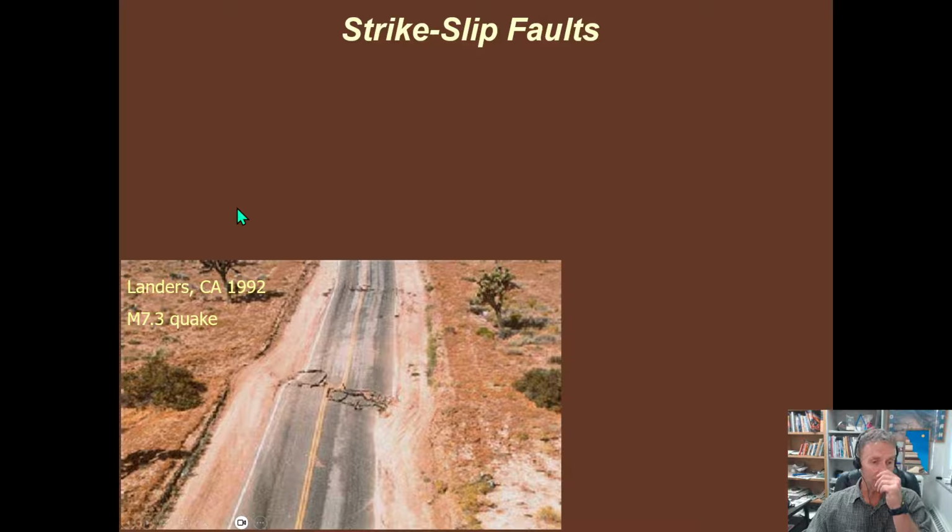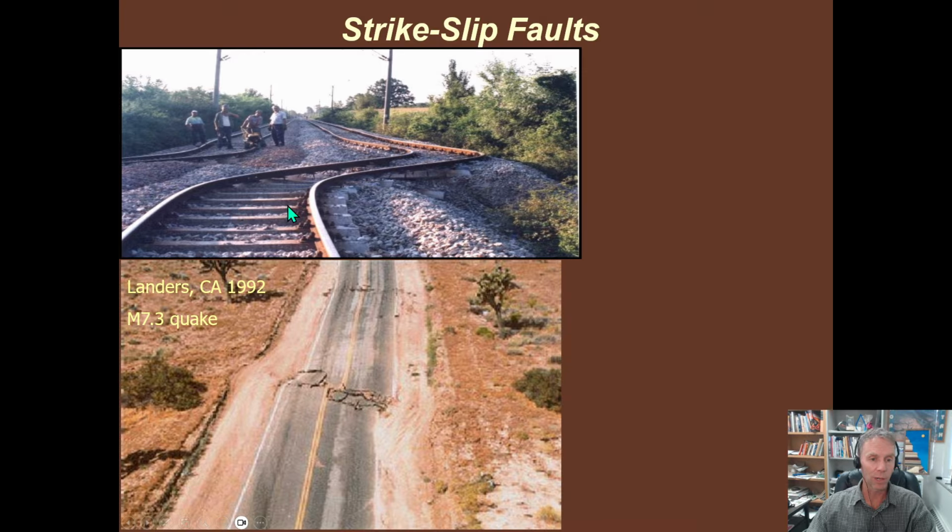Sometimes we see these types of faults, when they have earthquakes, do crazy things like bend train tracks. So you can see that the railroad tracks here have actually been displaced to the right. So this would be another right lateral strike-slip fault that cuts across this rail line here.